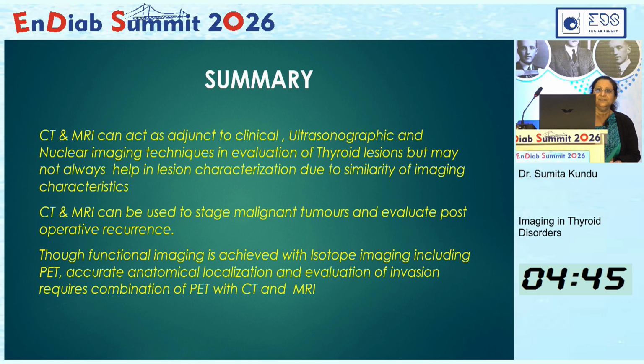So, in summary, CT and MRI can act as adjuncts to clinical, ultrasonographic and nuclear imaging techniques in evaluation of thyroid lesions, but may not always be helpful in accurate lesion characterization. The structural appearance, the extent of the lesion, invasion of adjoining organs, they are all beautifully demonstrated. But we need a combination of structural and functional imaging. So, PET-CT and PET-MRI will be very helpful in these conditions to come to a proper diagnosis, and of course, clinical biochemical correlation has to always be there whatever imaging technique is being done.